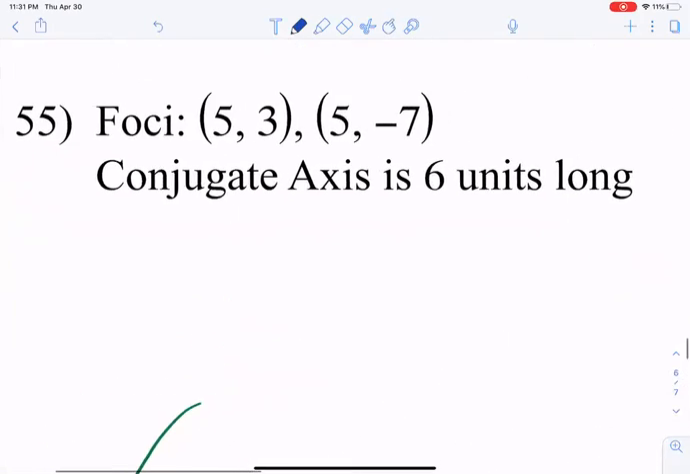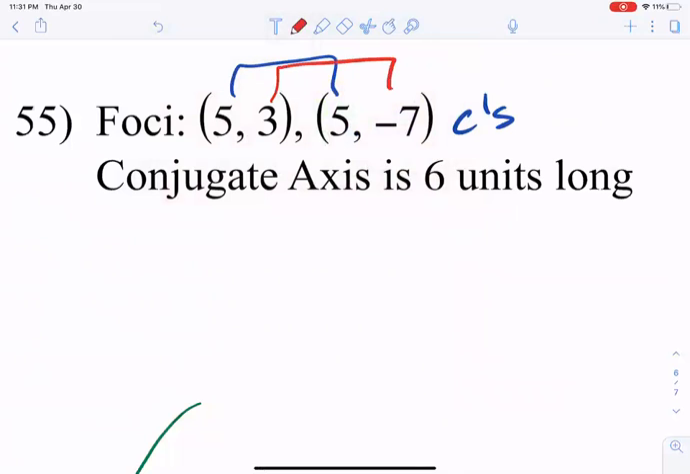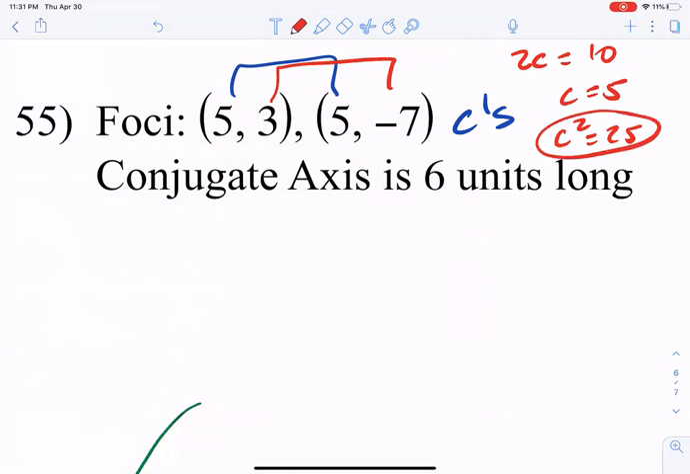55. So this is fixed, right? So what's changing? These guys are changing, right? So for the foci, 2c equals what? 10, right? So c equals 5. c squared is 25. That's that value. And now we need to find out what the center is. We can find the center easily. The center is the fixed value and the midpoint between those numbers.